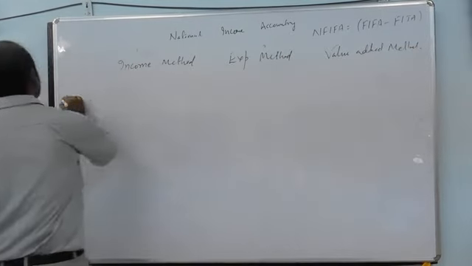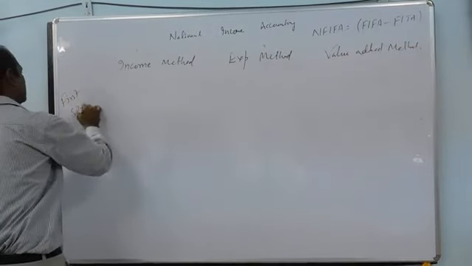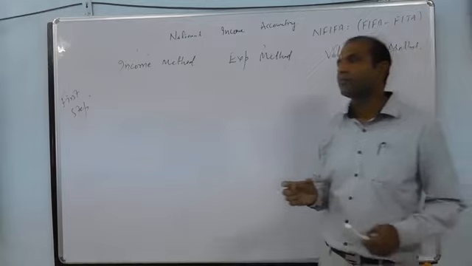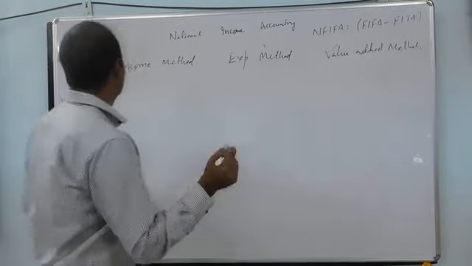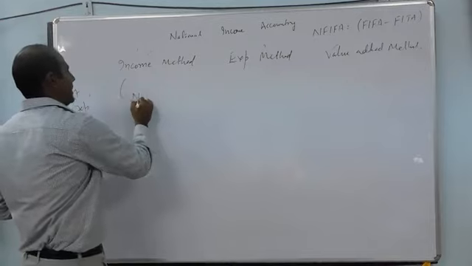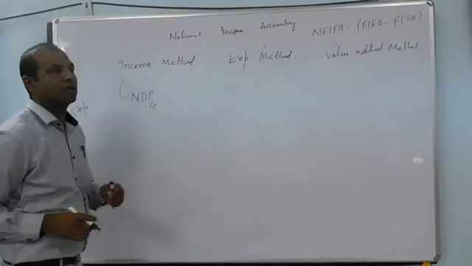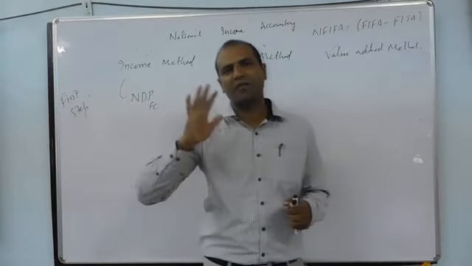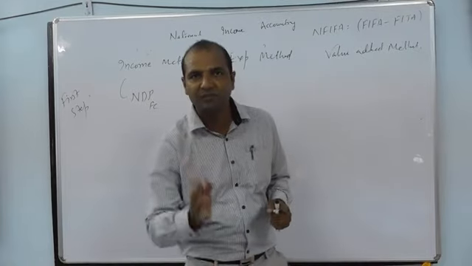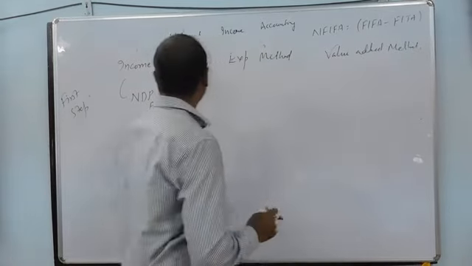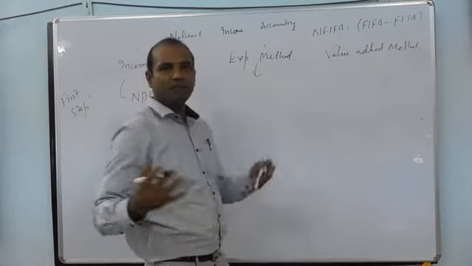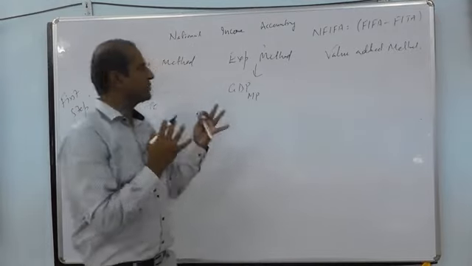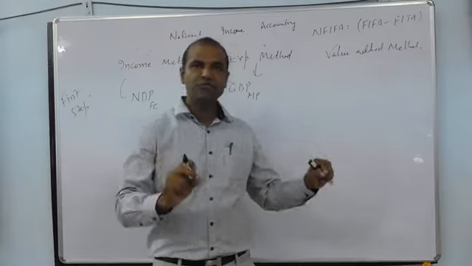First step, what you will get from income method? Whenever you will use income method, try to determine first NDPFC. Whenever we use income method, we will determine NDPFC. Income method से सबसे पहले हम NDPFC determine करेंगे. Expenditure method, we will get GDP&P. From expenditure method, we will determine GDP&P. Remember.